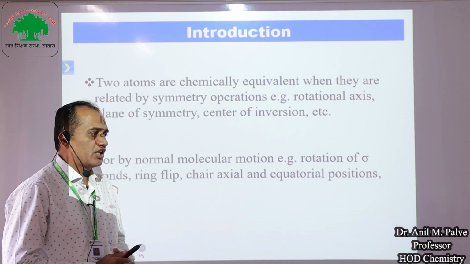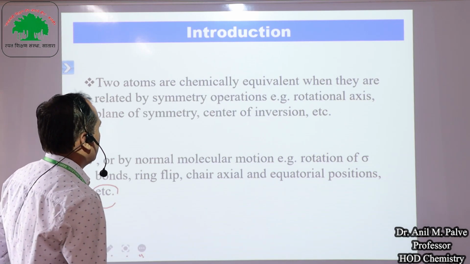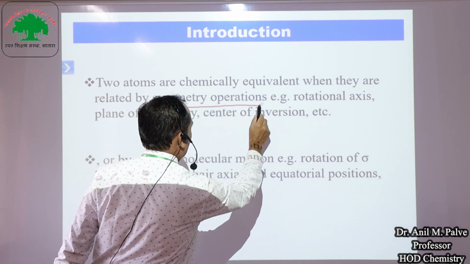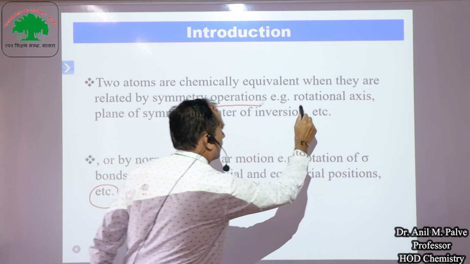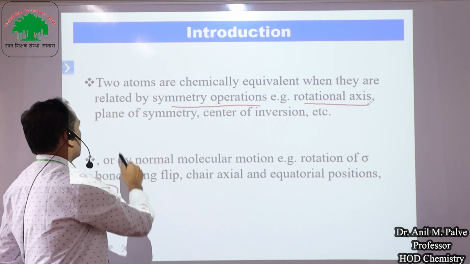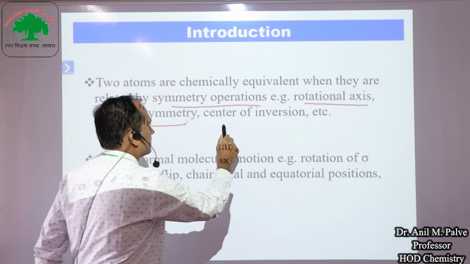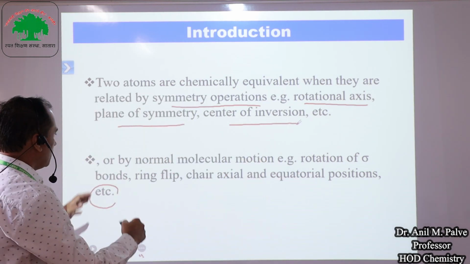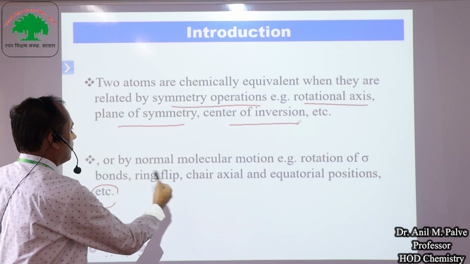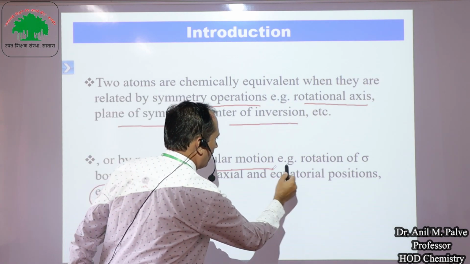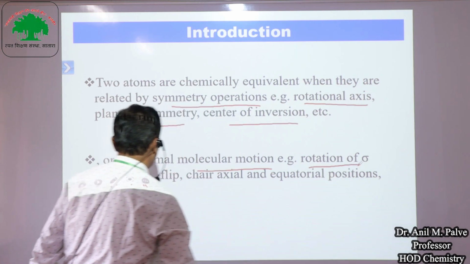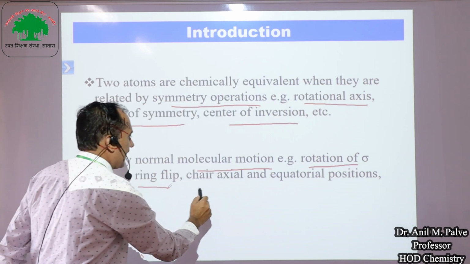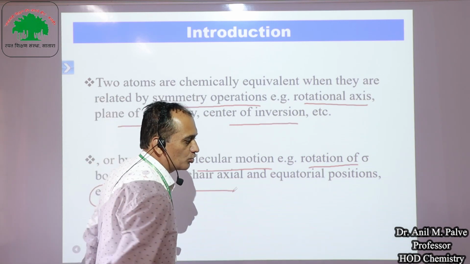Two atoms are chemically equivalent when they are related by a symmetry operation, for example, a rotational axis, a plane of symmetry, a center of inversion, etc. In addition to this, they are equivalent by normal molecular motion, for example, rotation of sigma bonds, ring flip, and chair axial and equatorial positions.